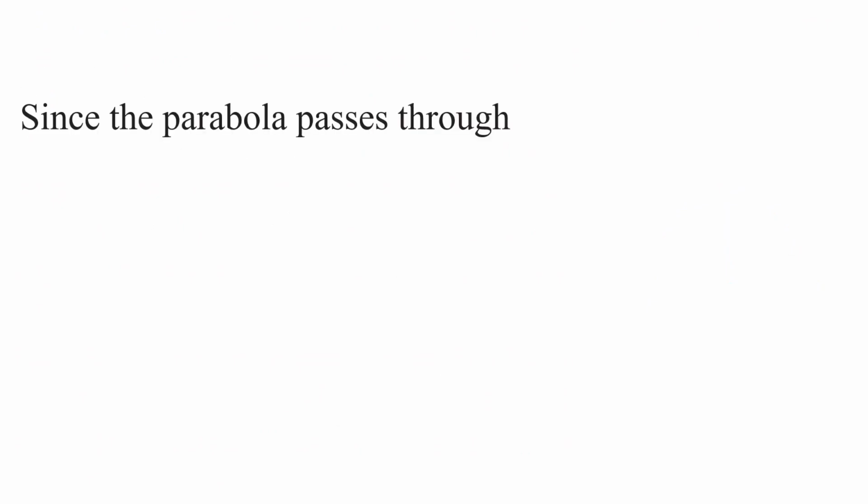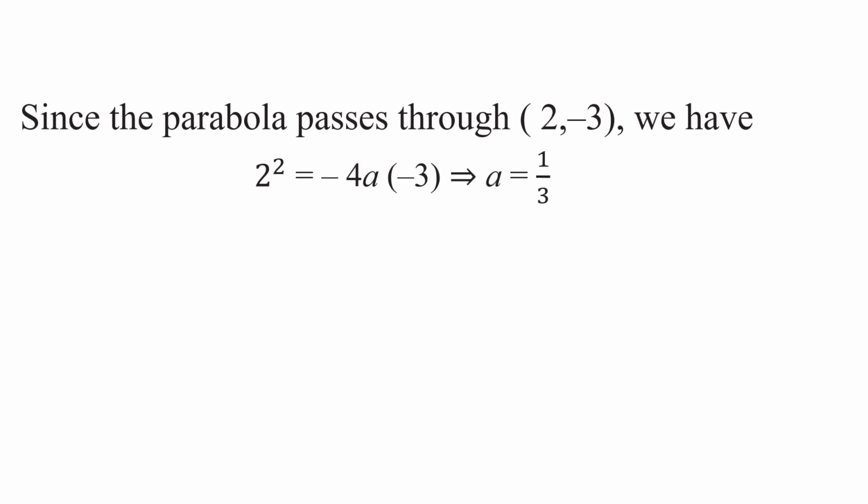Since the parabola passes through the point (2, -3), we have 2 square is equal to -4a into -3. This implies a is equal to 1/3. Understood this step? We have substituted this point in the above equation x square is equal to -4ay, where x is equal to 2 and y is equal to -3. Then we find the value of a from that equation. Here we got a is equal to 1/3.